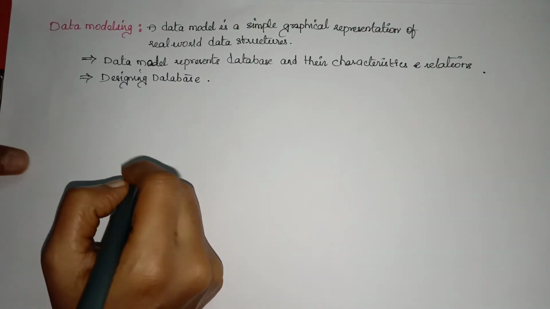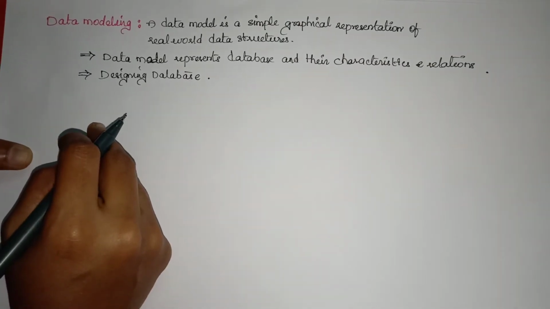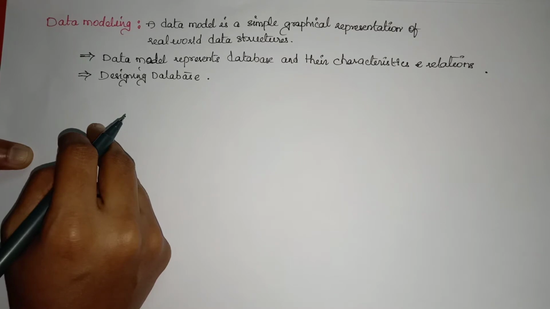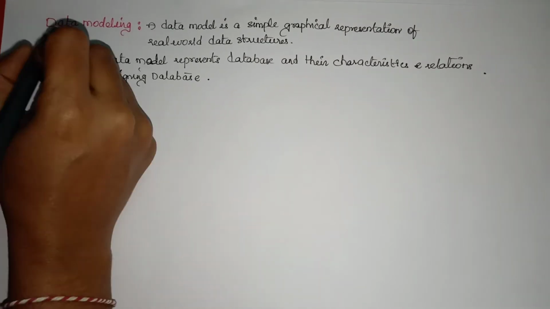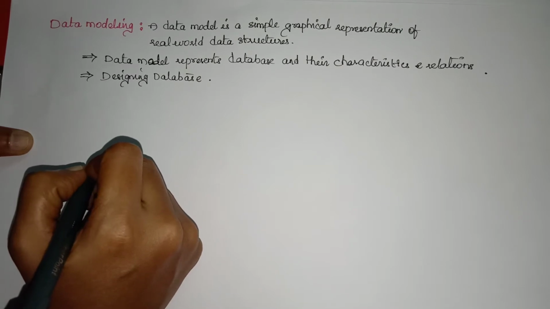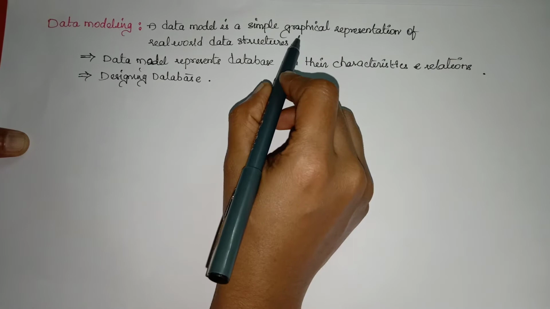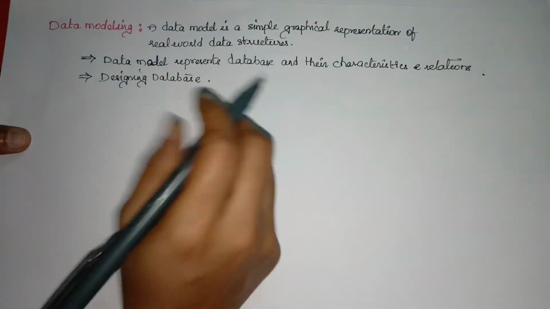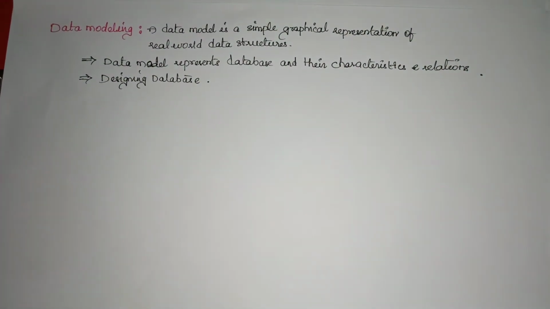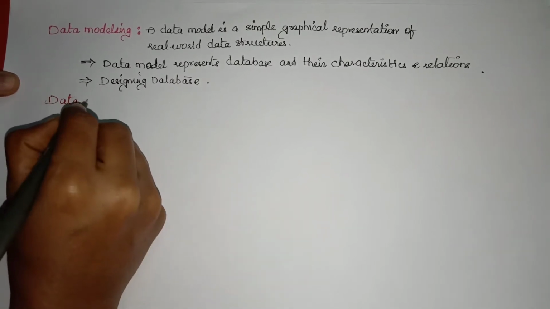And the data models can facilitate interaction among the designer, the application program and the end user. So this concept plays an important role in database management system, as it is going to show the statements in the form of graphical representation, and it has major components, like database components or building blocks.